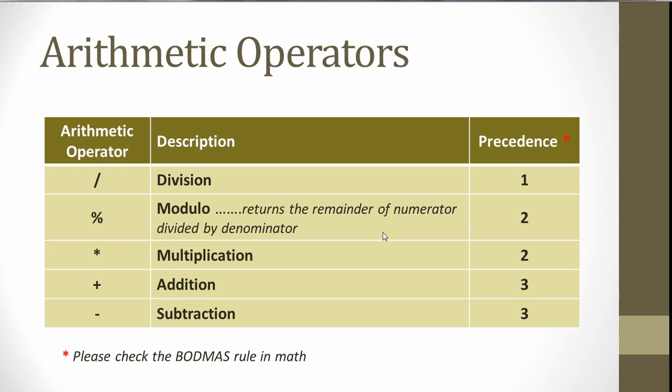Since our school days, we have been taught about division, multiplication, addition and all those arithmetic operators. We'll just be using those in our queries, and they operate pretty much the same way as we learned in school. In case we use more than one operator, there is a precedence: division comes first, followed by modulo, multiplication, and then addition and subtraction. For further details, we can always go back to the BODMAS rules in mathematics, and that will help us understand in which order they will be executed.